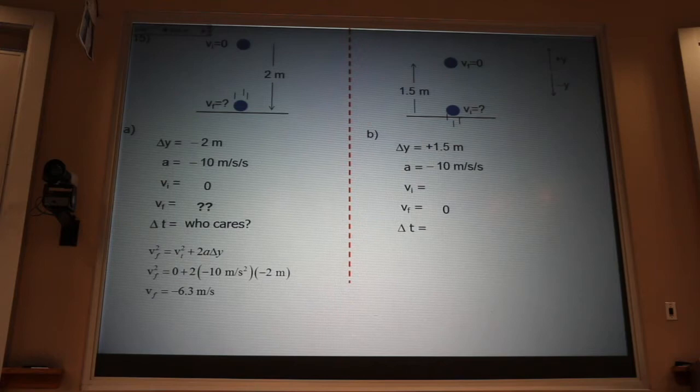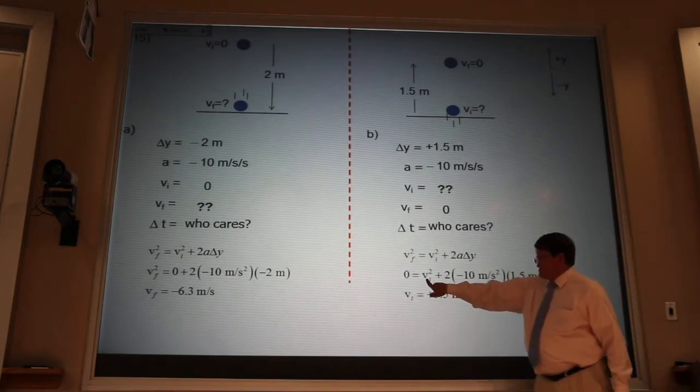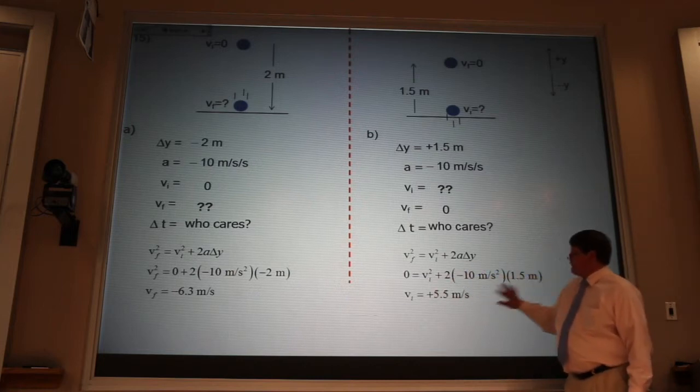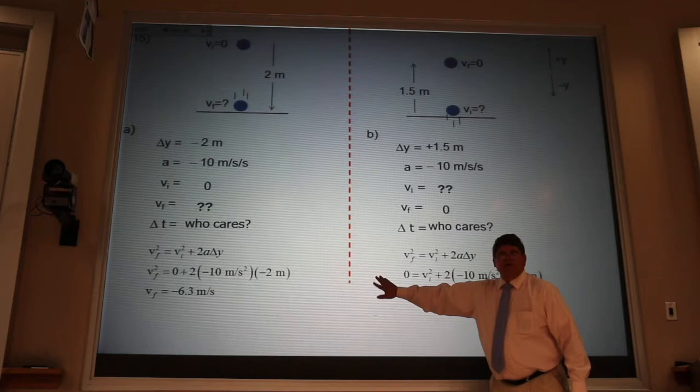Again, that sign is critical. I'm looking for V initial. I don't care about time, so I use the same equation. But now it's V initial squared that I'm looking for, so I have to bring this stuff here to the other side of the equation.